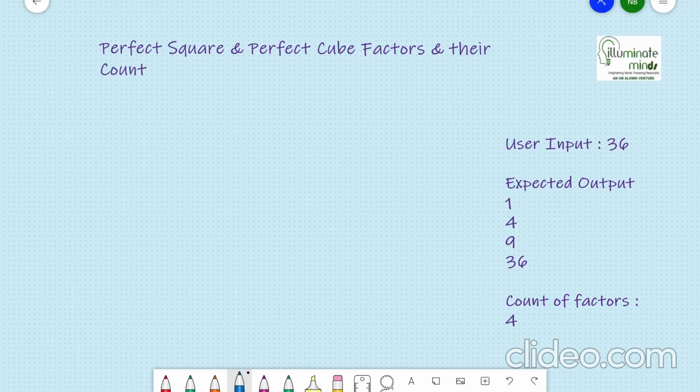So today we are going to write code for perfect square factors of a number and their count. I will try to explain the problem once again. If the user inputs 36, what I need to come out with is the list of all the factors of the number 36 which are perfect squares. This is not the complete list of factors. This is the list of the factors which are perfect squares, and the count of them also, which is 4. I hope you have understood this.